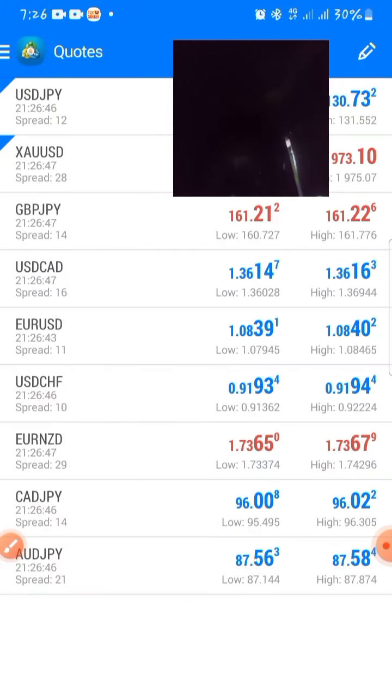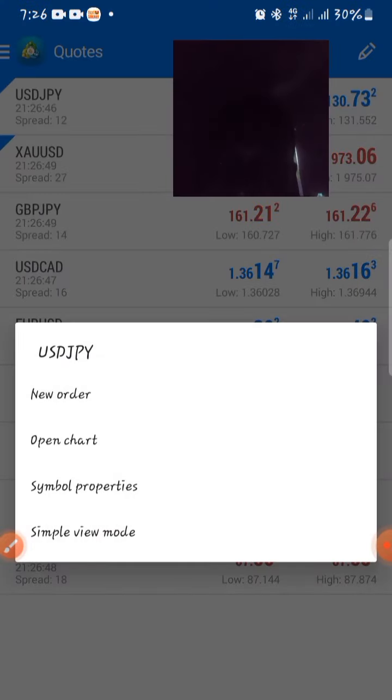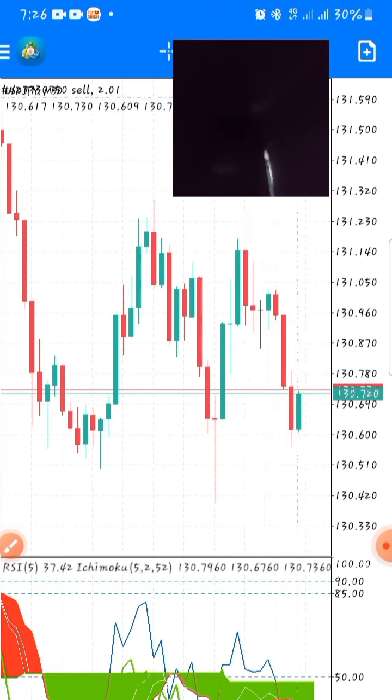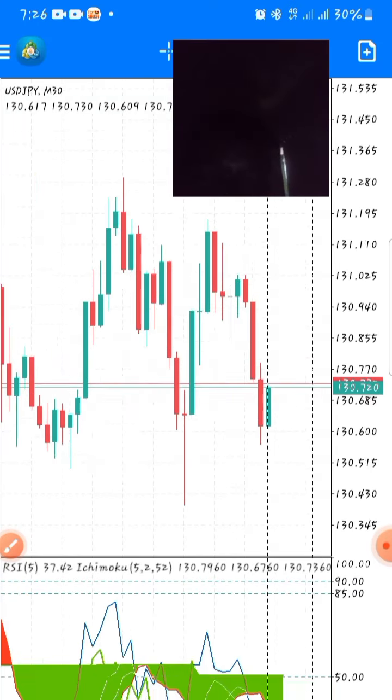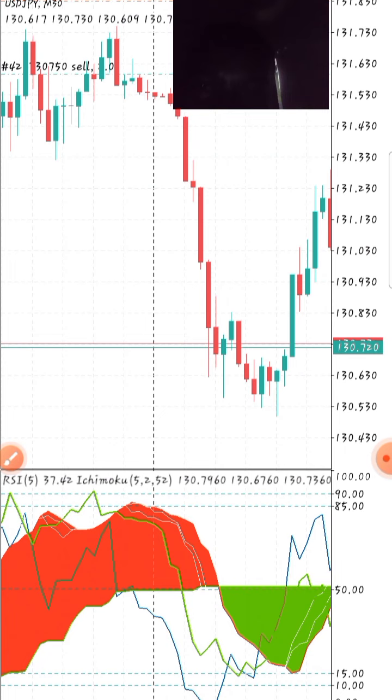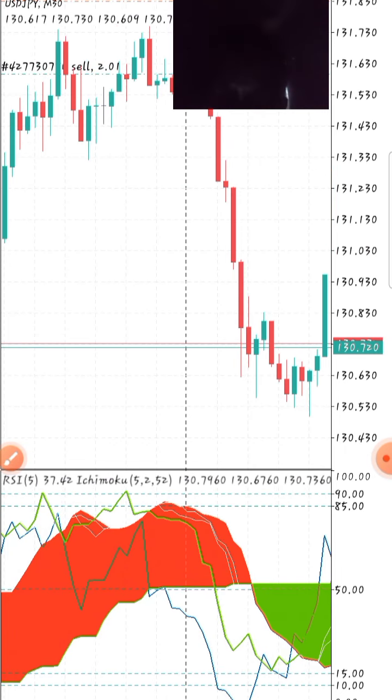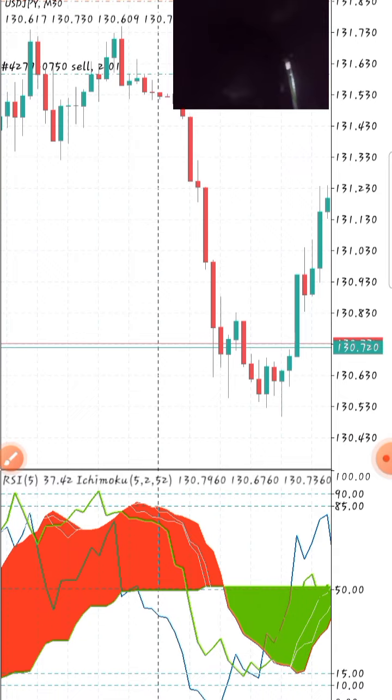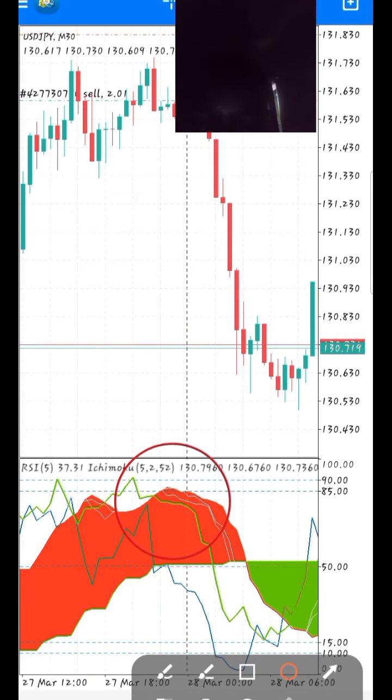Also, if I go back to USDJPY, the same thing happens here, but in an opposite direction. This one happened in the opposite direction. You can see that it is also on the 30 minutes time frame, and at this level here, the Ichimoku is at the overbought area. The previous one was at the oversold area, but this one now is at the overbought area.